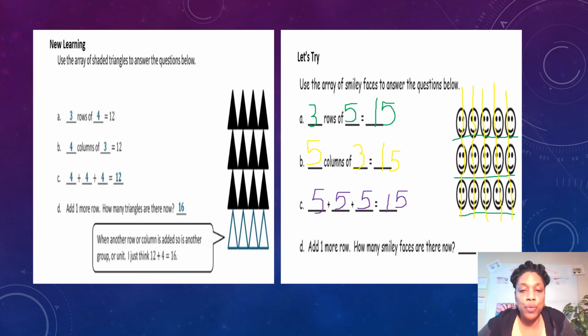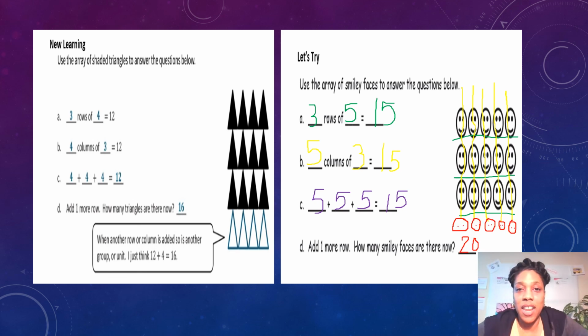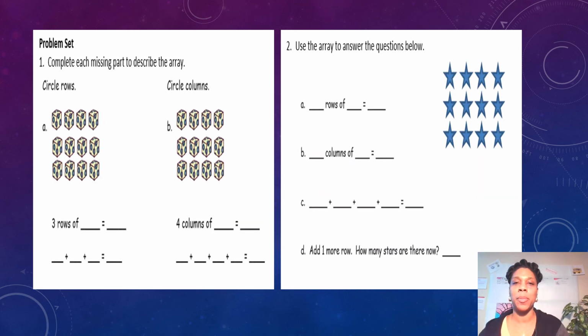Add 1 more row. How many smiley faces are there now? Please press pause. If I add another row of 5 to the 15 that I already had, I would have come out with the answer of 20. Now, click to the next slide. Okay, my lovely math scholars, you're going to work on the rest of these problems on your own. You're going to complete each missing part to describe the arrays. Do your best job. I know you can do it.